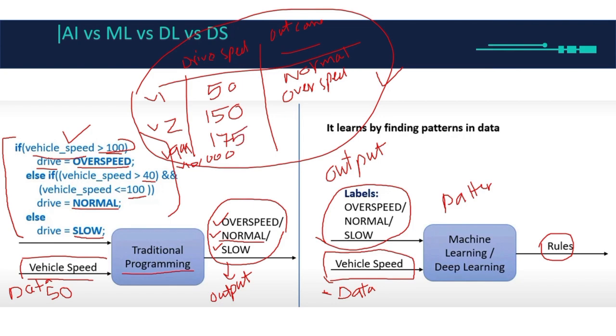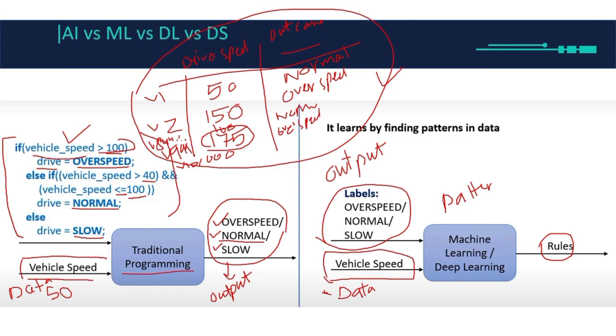According to the rule or the pattern he found, if anything is higher than 100, I'm pretty sure there are going to be other data here, let's say vehicle 844. 100 is going to be what? Normal, because there is an equal sign here. So let's say 157. Since 150 is overspeed, obviously 175 is also going to be overspeed, even though it wasn't there in the data.